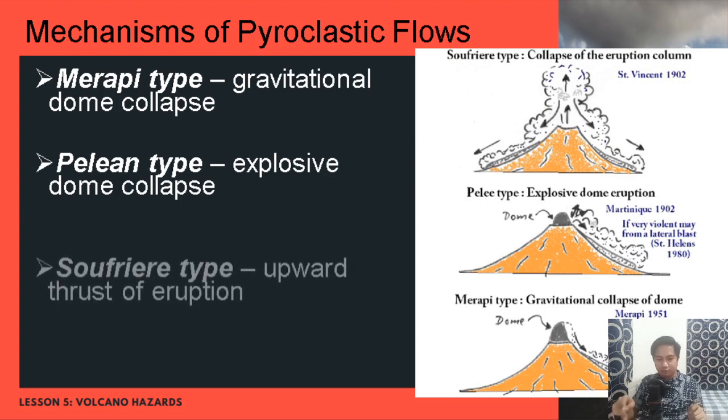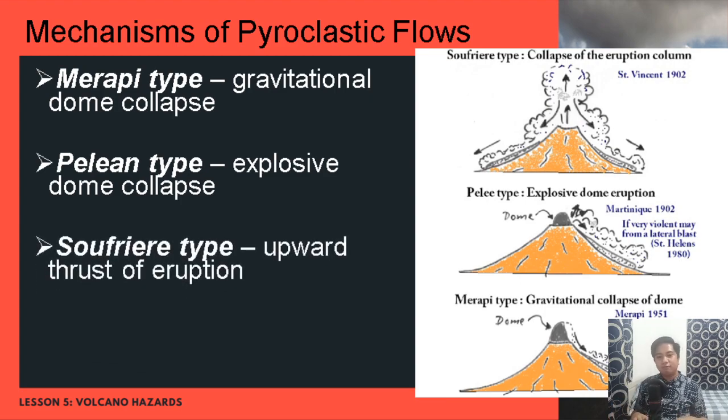And lastly, we have your Soufriere type of pyroclastic flow. Usually when this erupts, all of your expulsion will be in the upward direction, or the upward thrust of eruption. So it may also lead upward and then afterwards it may lead to movement on the sides of the volcano. So delikado ni siya, class, especially if malabutan niya ang tao. It's because it may cause burns or it may even cause death, because of the wet acid present in your pyroclastic flow.